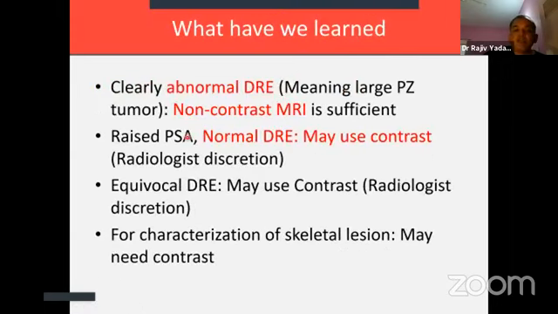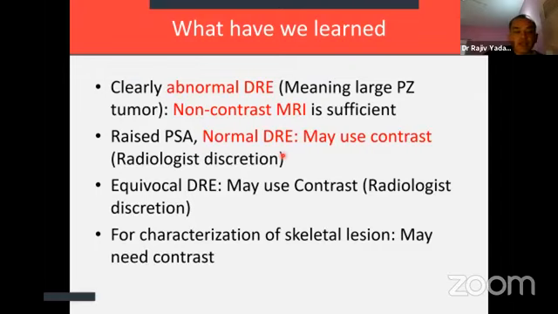Now, in a situation where you are evaluating a serial rise in PSA but a normal DRE, we may use contrast. It is radiologist's discretion. Why? If there is a big anterior tumor which is clearly visible on a T2 weighted image, still no contrast is needed. But in case there is no clearly visible tumor on a plain MRI, then you may use the contrast, and the radiologist at that time may be able to decide. Similarly, for equivocal DRE, we may use contrast.